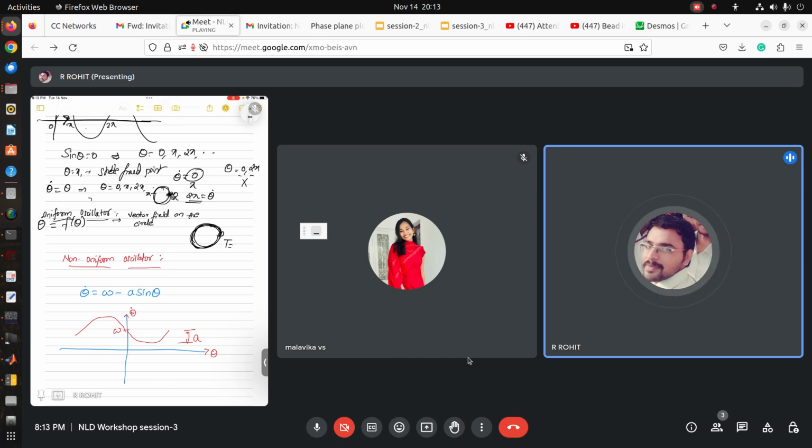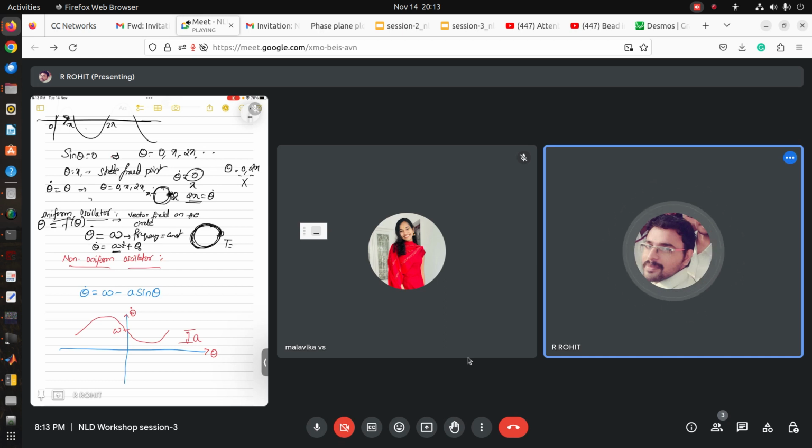Now the simplest uniform oscillator model which you can write is theta dot equal to omega, where omega is the frequency of the system. So in a uniform oscillator, omega should be a constant value, so that's why it is rotating after each time. Now if you try to solve it, it is nothing but theta equal to omega t plus some theta naught value. That's simple integration which we can do.